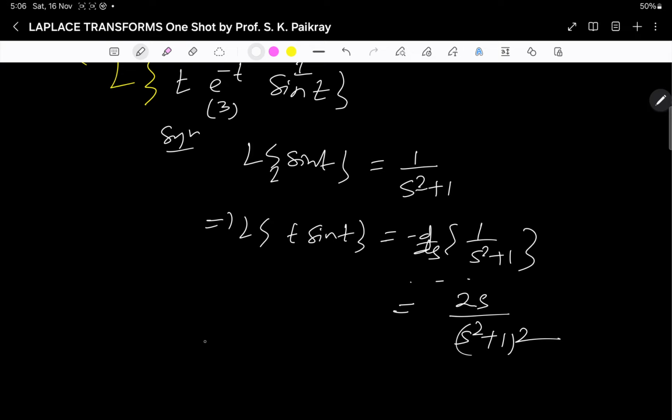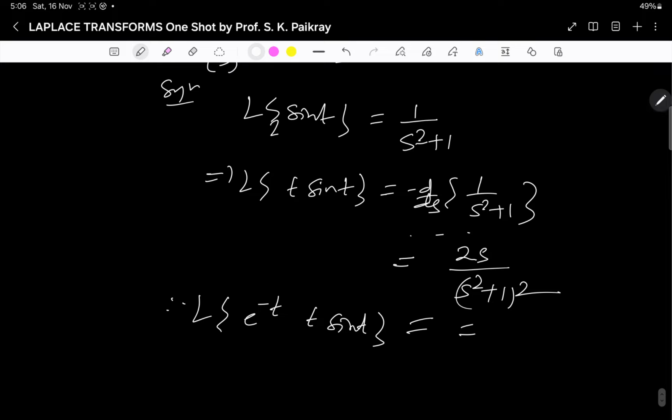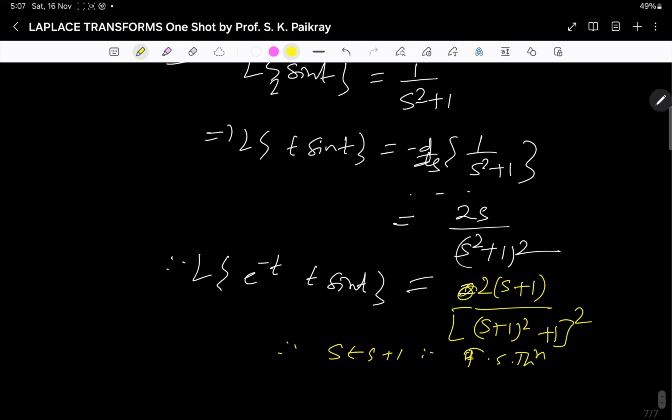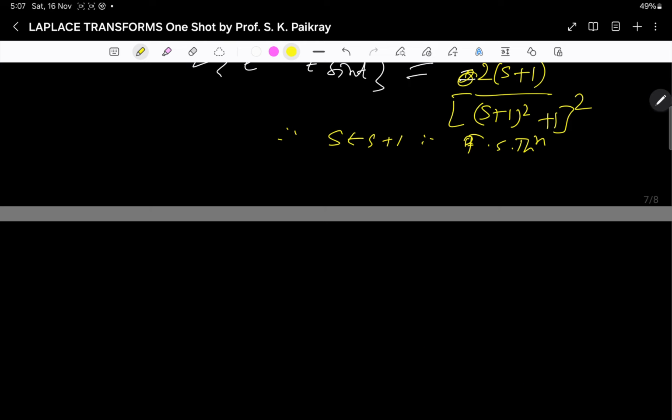So now I apply the shifting. Therefore L of e to the power minus t t sin t: my s is shifted to s plus 1, is not it? So it is 2(s plus 1) by ((s plus 1) square plus 1) whole square, because here s is replaced by s plus 1 because of the first shifting theorem. So this is what my first shifting theorem says. As a consequence of this theorem, I solve some inverse problems.